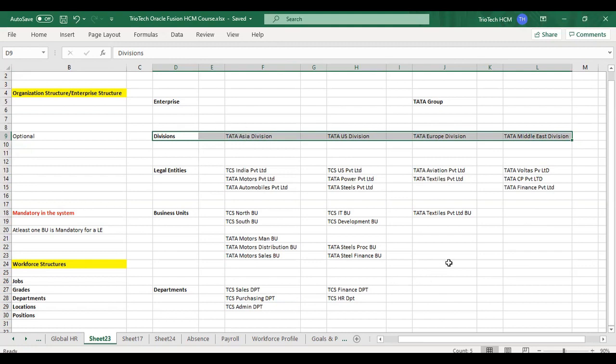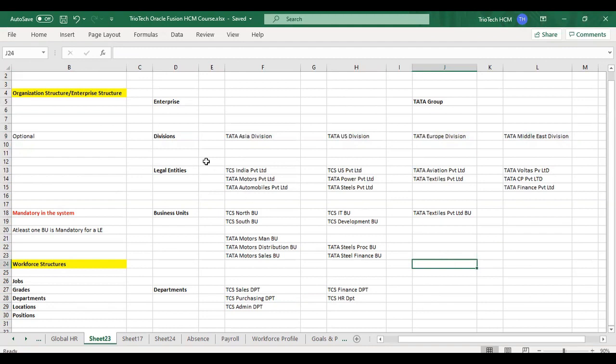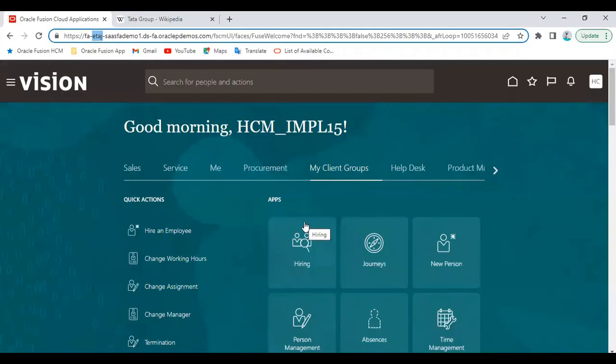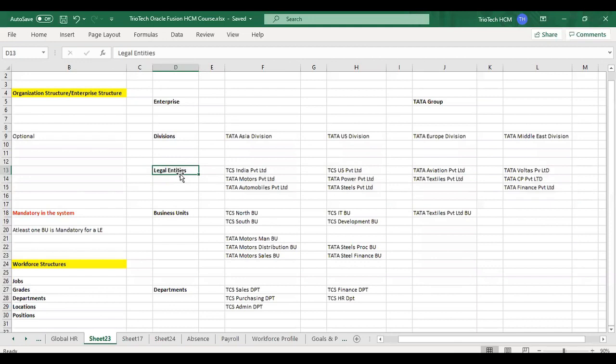Why? Whenever we hire an employee in the system, we will hire the employee in the legal entities. It will ask us first of all, in which legal entity you are hiring the employee in the system. Whenever HR goes to My Client Group and goes to New Person, the very first question will be, in which legal entity. We have another name for legal entity, another concept called legal employer. I will tell you in the next 10 minutes. First question it will ask, in which legal entity you are hiring the employee. So let's suppose today I'm going to hire an employee called Mr. Rajesh. Let's suppose any employee you take, not even Rajesh. First it will ask in which company. I'm hiring my employee in TCS India Private Limited.